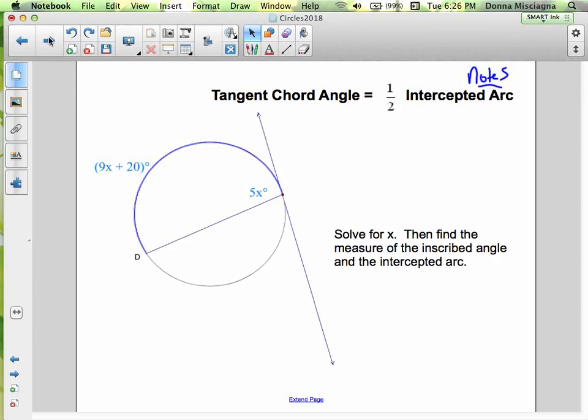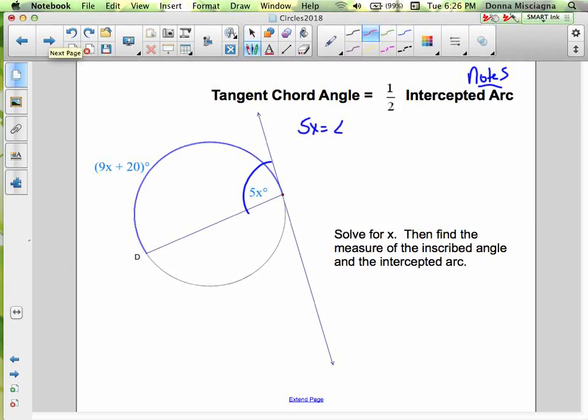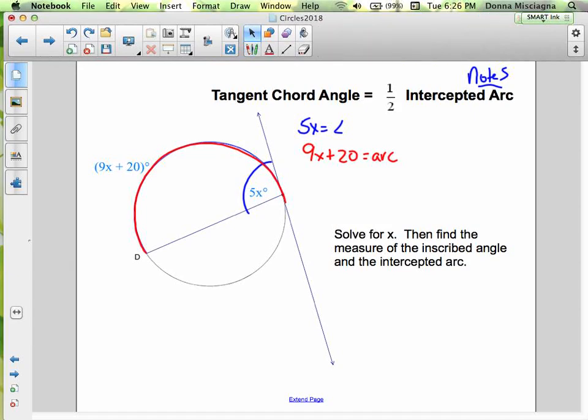All right, so the tangent chord angle, remember, is half the intercepted arc. We need to find the measure of, so I don't know if it's clear here, 5x is the angle, and 9x plus 20 is the arc. All right, so we want to solve for x. Now, how are we going to do this?